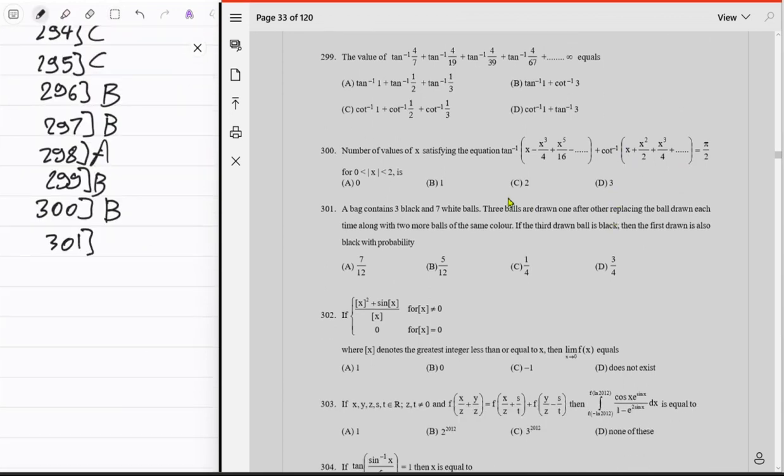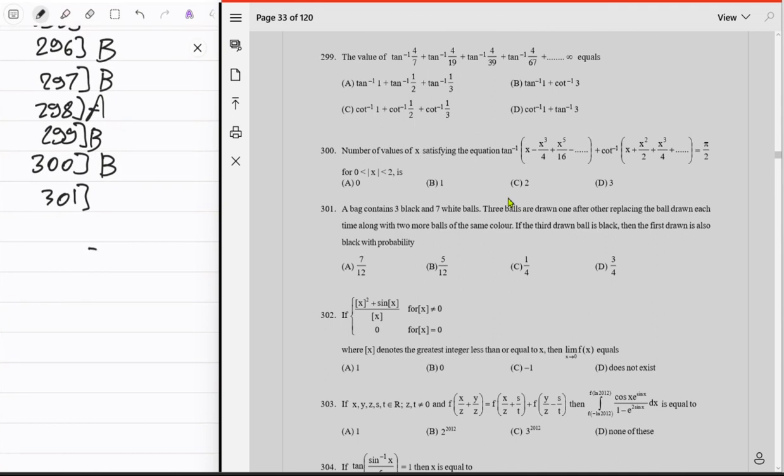Okay, a bag contains 3 black and 7 white balls. 3 balls are drawn one after the other, replacing the ball drawn each time with 2 more balls of the same color. If the third drawn ball is black and the first ball is also black, with what probability?